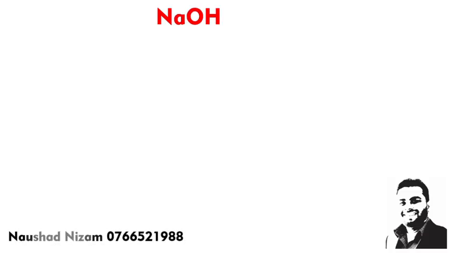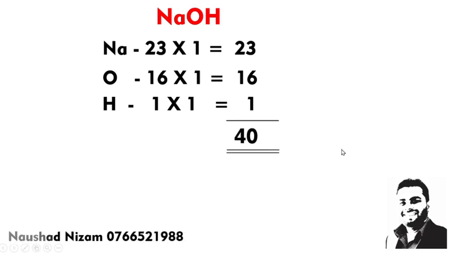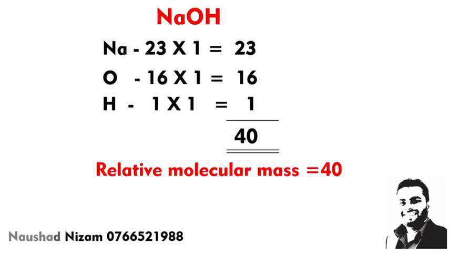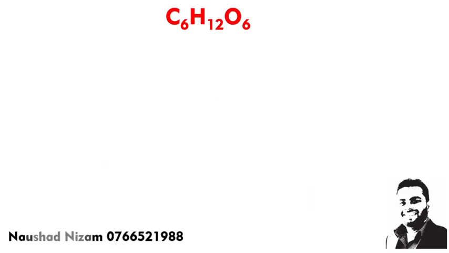Next, sodium hydroxide is a molecule. Now they have given sodium as 23, oxygen as 16, hydrogen as 1. Relative atomic masses are given. So you have only 1 sodium here, 1 oxygen and 1 hydrogen. So altogether you get 40 relative molecular mass. So the relative molecular mass of sodium hydroxide is 40, and the molar mass is the same. You take the relative molecular mass and just add the unit grams per mole, g mol^-1. And similarly, you can calculate these.